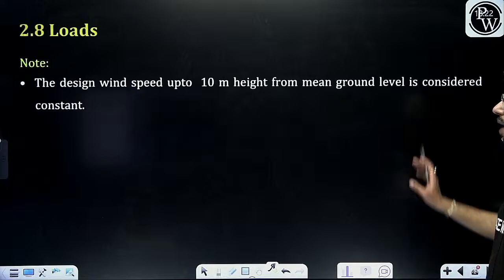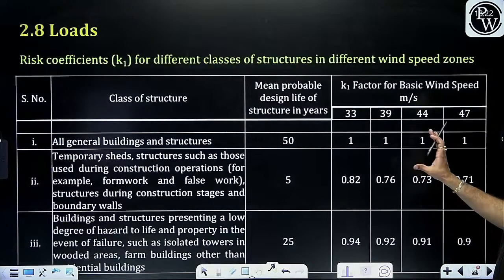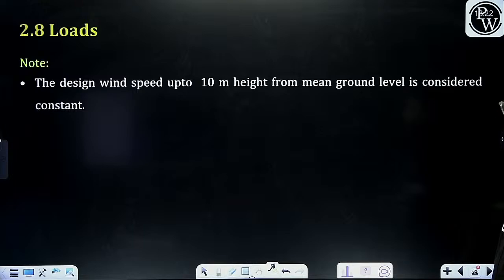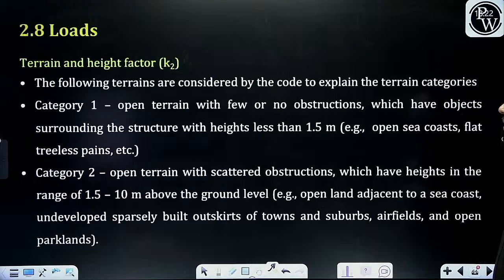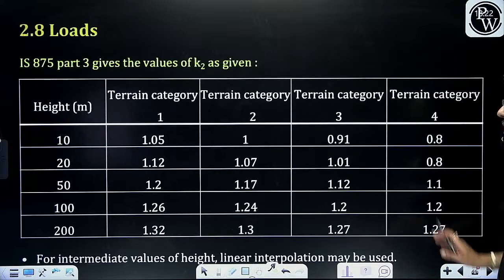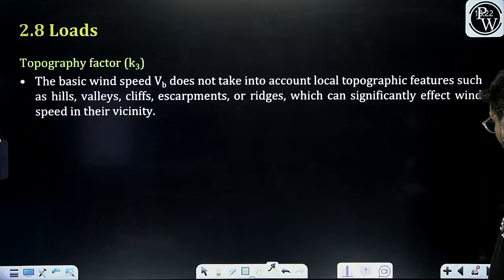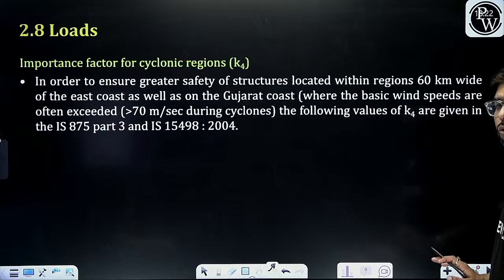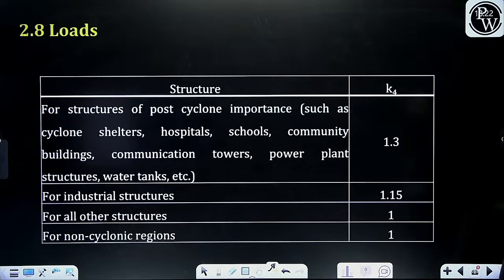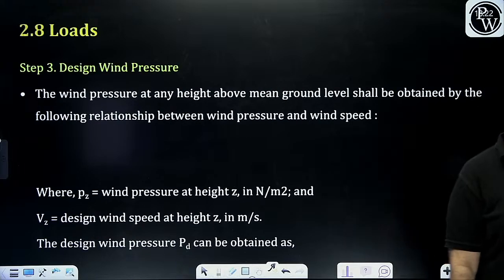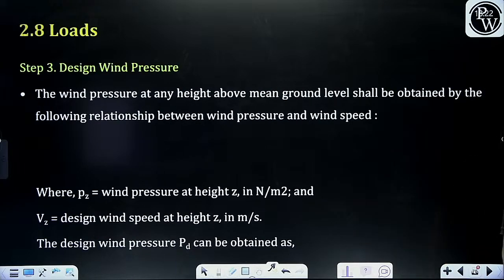The code has given certain recommendations for calculation of these K1, K2, K3 factors that you can see here. You will calculate K1, K2 like this. These recommendations are given in the code, but you don't have to remember them. In the exam, if questions come, K1, K2, K3, K4 factors will be given to you. On the basis of that, you will calculate the design wind speed. Once the design wind speed is calculated, you will calculate the design wind pressure.